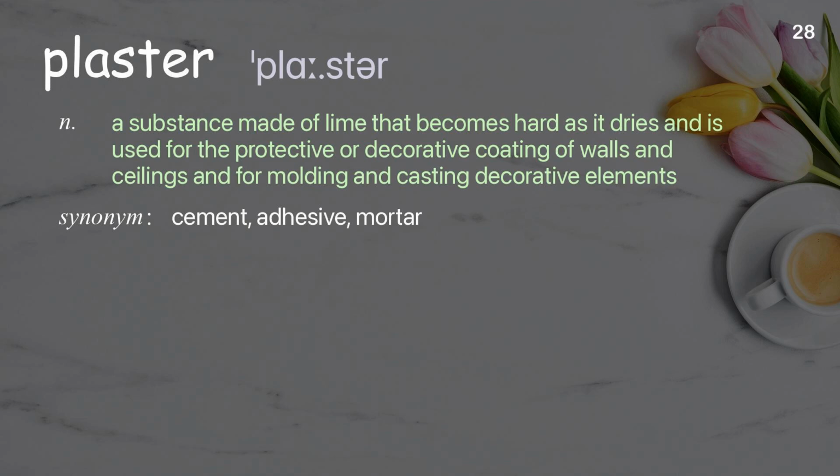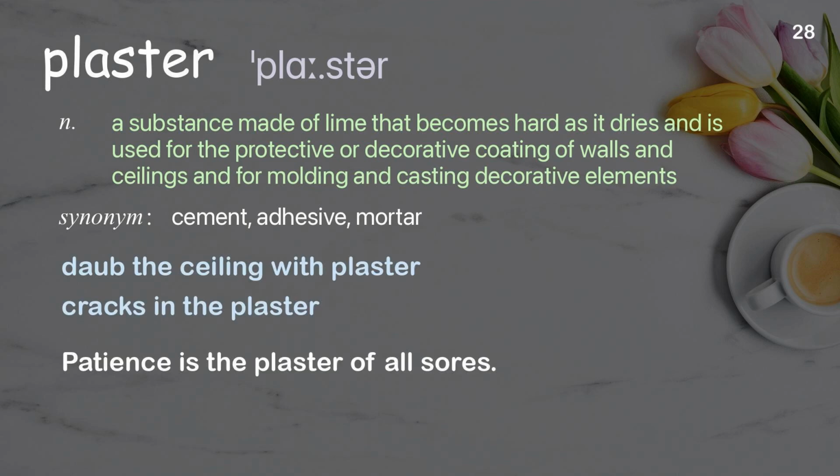Plaster. A substance made of lime that becomes hard as it dries and is used for the protective or decorative coating of walls and ceilings and for molding and casting decorative elements. Examples: Daub the ceiling with plaster. Cracks in the plaster. Patience is the plaster of all sores.